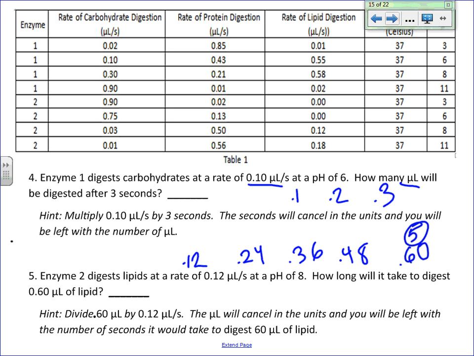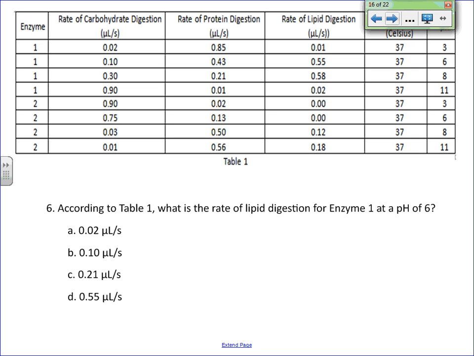All right. At this point, what you want to do is pause the video and go through questions 6 through 11. When you are done going through questions 6 through 11, press play and we'll go through the answers together.